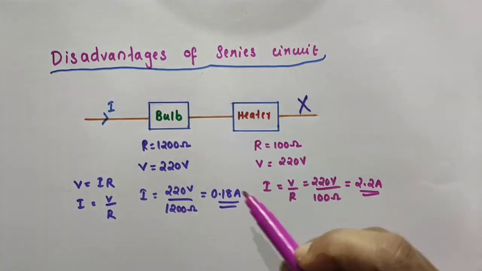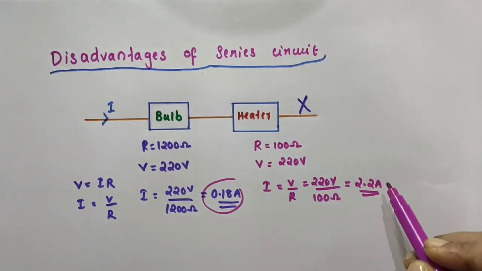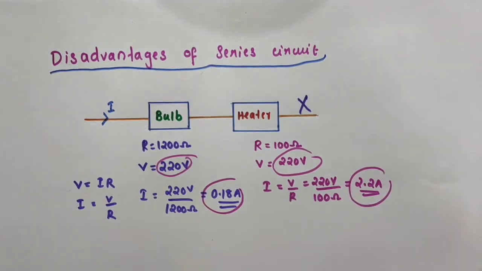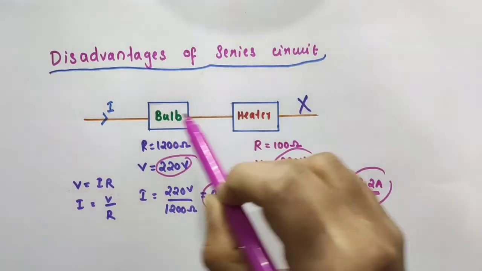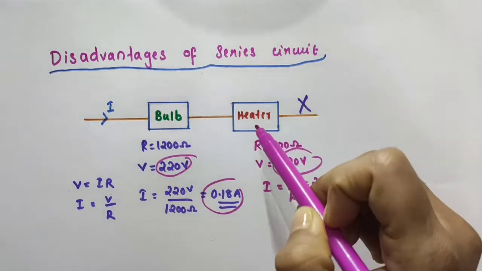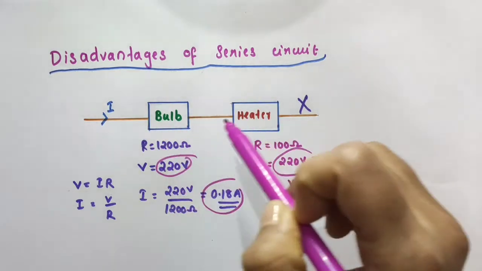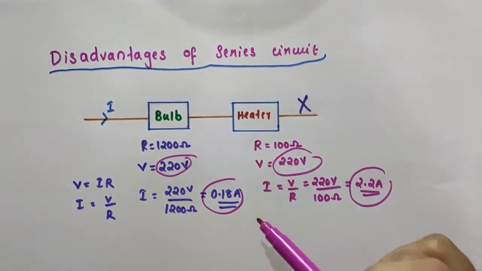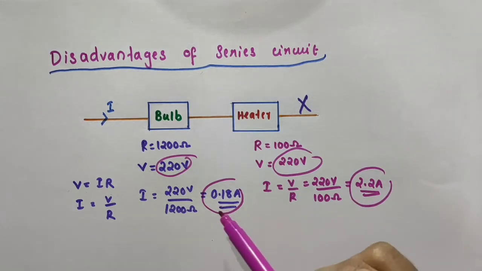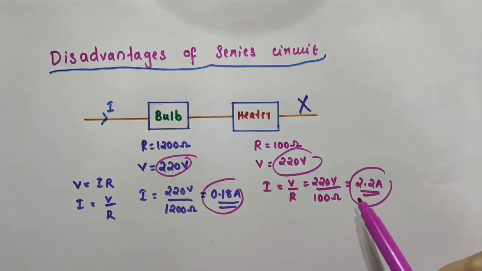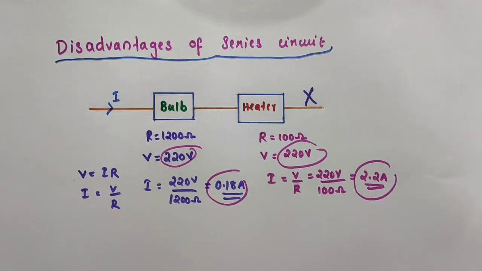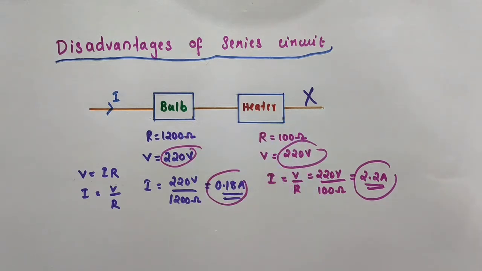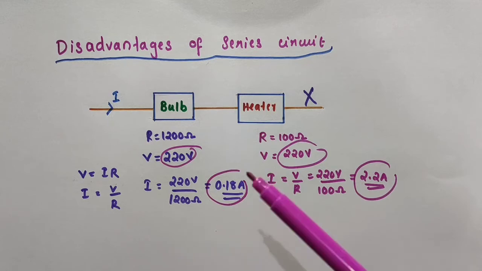So see the difference in current drawn by an electric bulb and an electric heater from the same 220 volt source. That is why I said it is impracticable to connect an electric bulb and an electric heater in series. This is not practicable because in a series circuit, the current is constant throughout the circuit, but the bulb and the heater need currents of different values. This is not just the case of a bulb and a heater. It is the same situation for any other electrical devices like refrigerator, cooler, fan, etc.